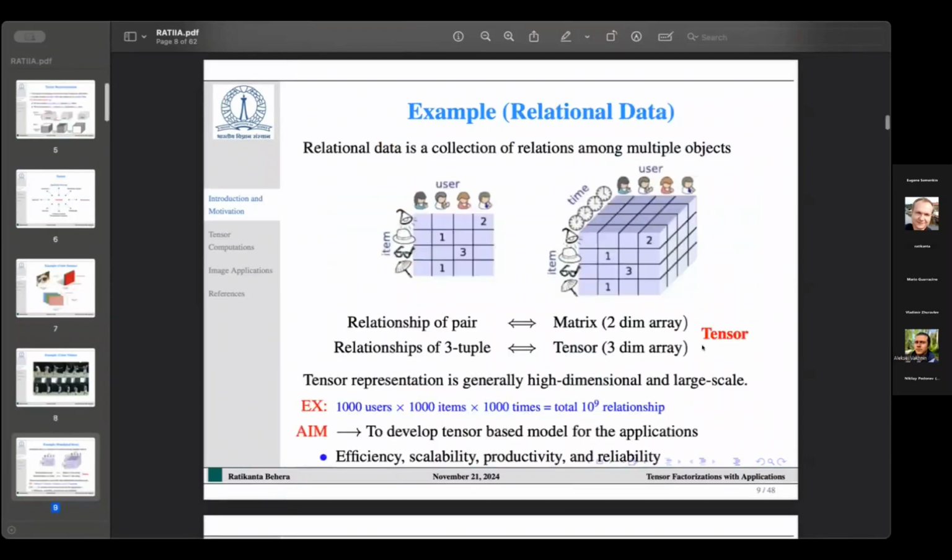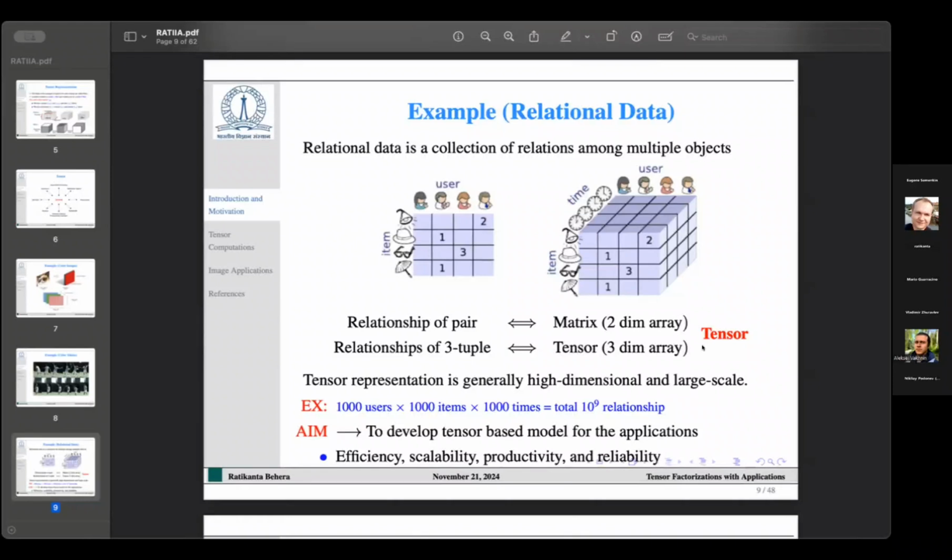Okay. Now some relational data. Relational data is a collection of relations among multiple objects. For example, let's say some users are there, and then some items, let's say spectacles, light, hat, and umbrella. So one user requires one item. This representation we can easily make as a matrix representation.